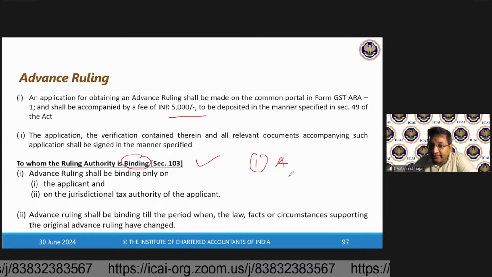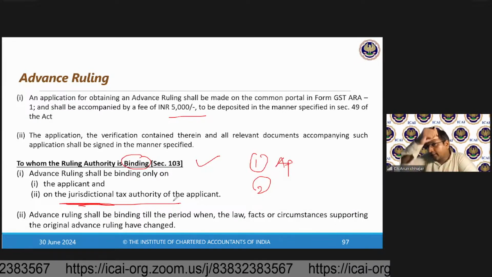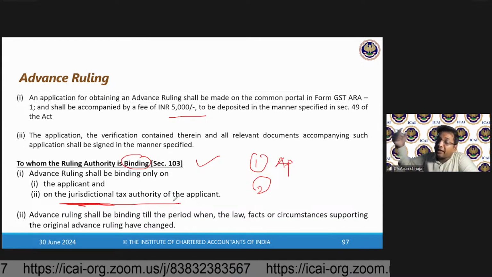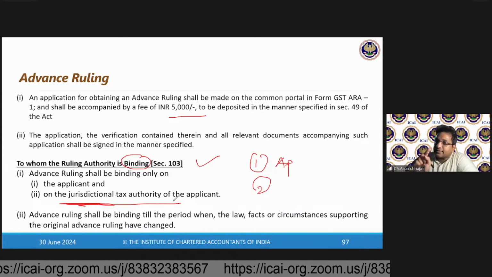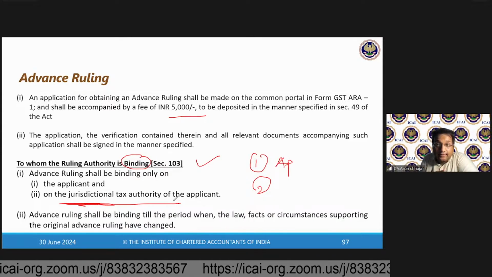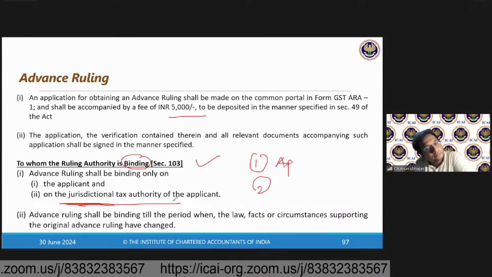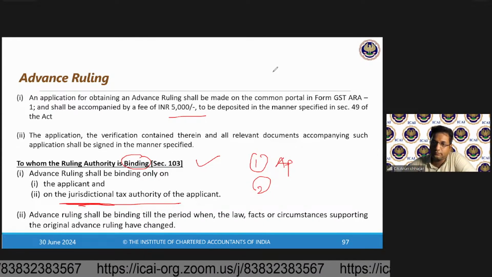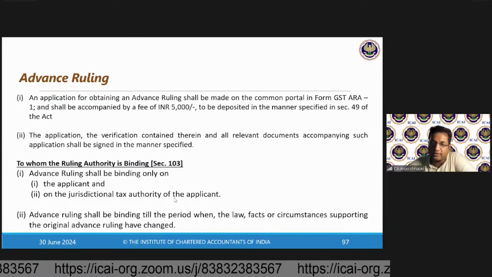One is the applicant, and second, the jurisdictional tax officer of that applicant. Meaning thereby, suppose I have asked a question to the ARA and the authority has given the decision. Now, even if you are engaged in the same business, still that decision is not binding on you. Advance ruling shall be binding till the period when the law or fact or circumstances supporting the original advance ruling have been changed.